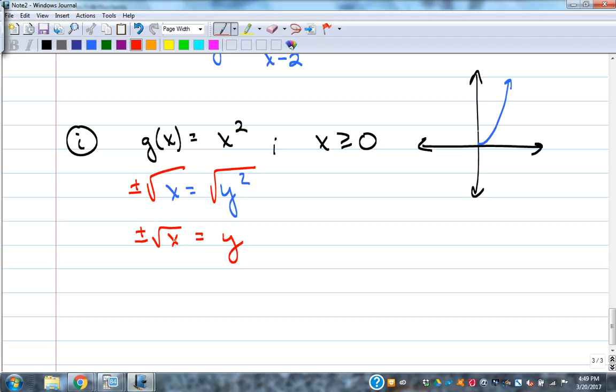Now here's where we got to think. Which part of that do I keep? This goes back to the x is greater than or equal to 0. Which part of that tells me the positive side? That's the positive side of things. So the inverse, g inverse of x, is the positive square root of x.